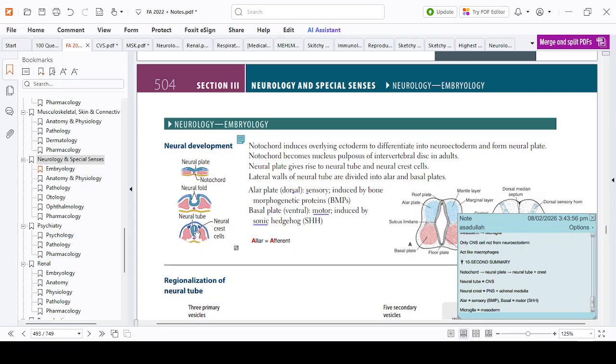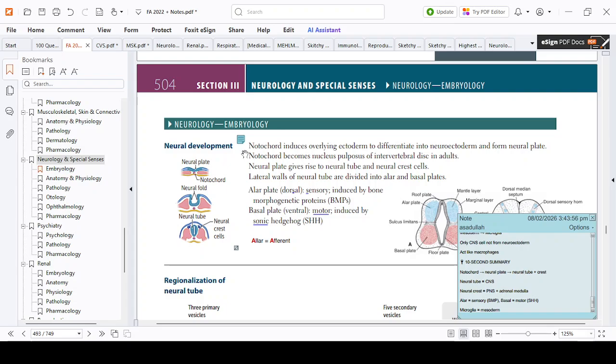From the exam point of view, this is important: what is the neural tube forming? It's forming the brain and spinal cord, and the neural crest cells are forming the peripheral nervous system. Now let's read this. The notochord induces overlying ectoderm to differentiate into the neuroectoderm and form a neural plate. Notochord becomes the nucleus pulposus of the intervertebral disc in adults. So it's actually doing nothing except talking to the ectoderm to become neuroectoderm and neural plate.